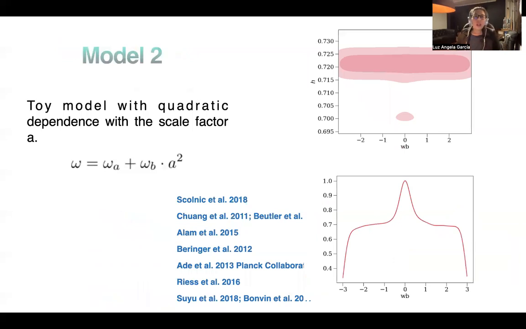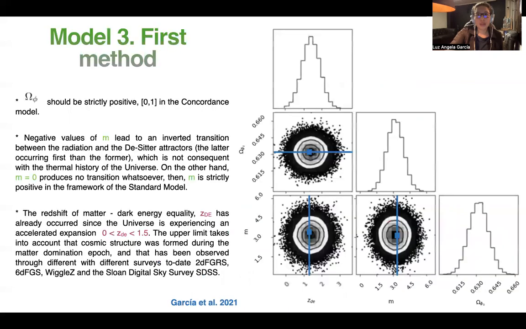The second model is a toy model, a quadratic dependence on the scale factor in the equation of state. Clearly, this is not physically motivated, but it was a good way to test the results that we were getting with cosmology. And as you can see here, the model shows some predictions for the omega b parameter as a function of the Hubble parameter, little h.